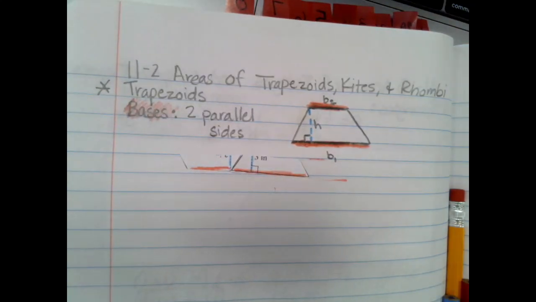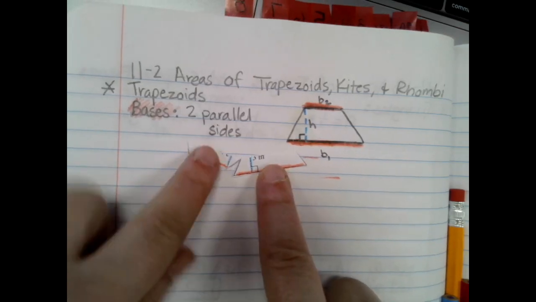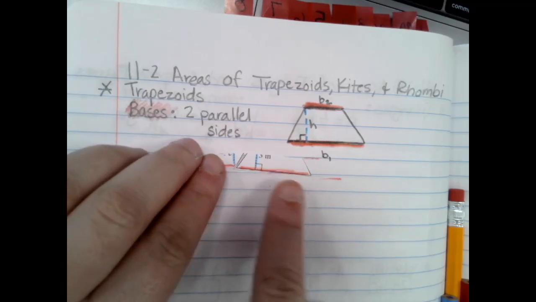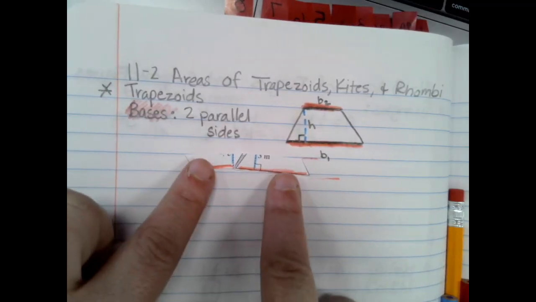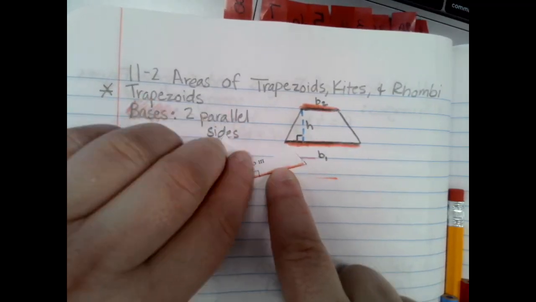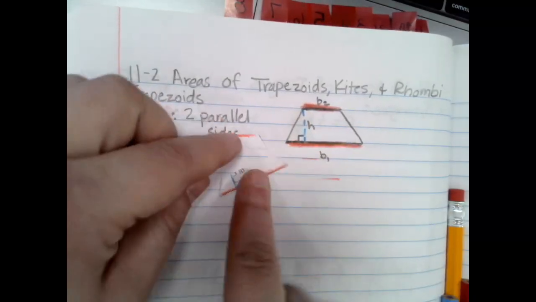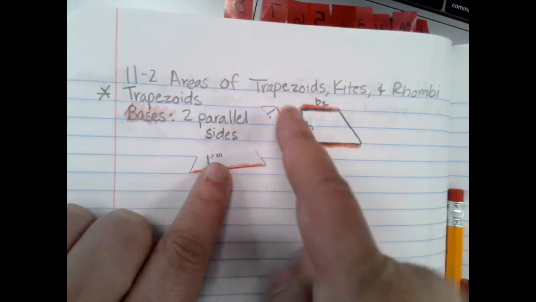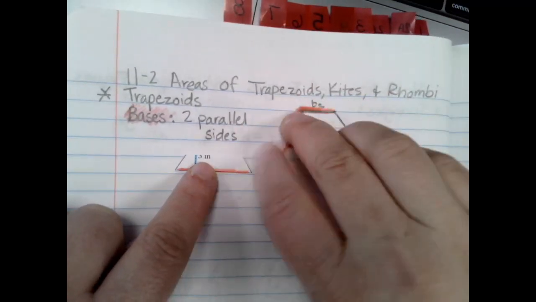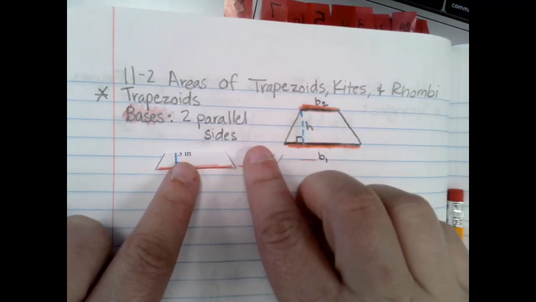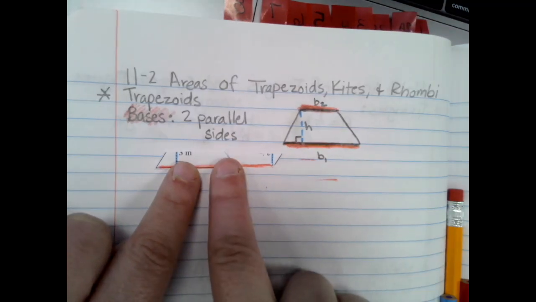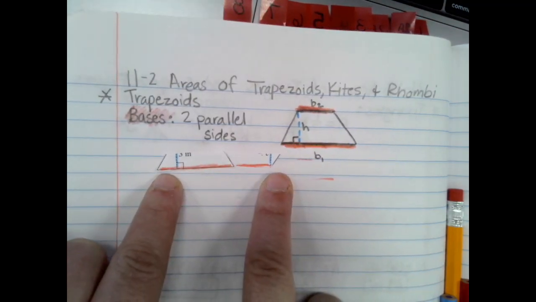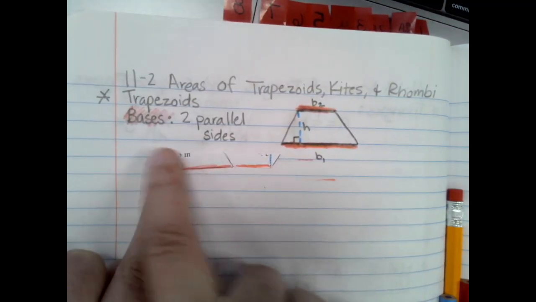Okay, and we know a parallelogram's formula is base times height. But this time, what is the base going to be? How long is this bottom edge? What parts of this would I need to put together to get that bottom edge? Yeah, B1 and B2. I'd have to add B1 and B2. So we just put B1 plus B2. And then how much of the height is being used? Half. It got cut in half.